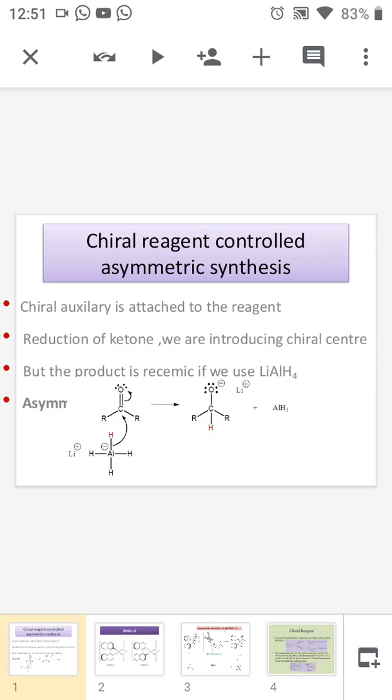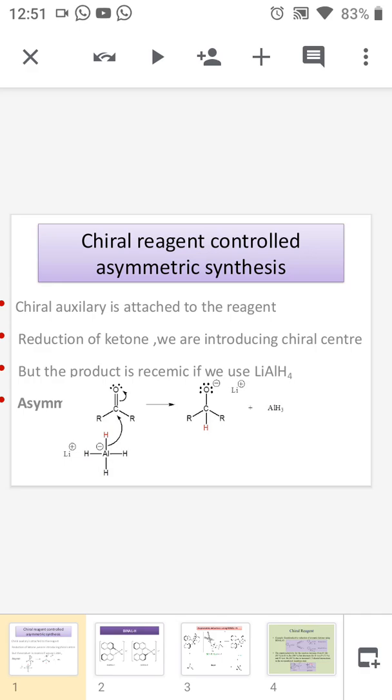In the reduction, for example, the ketone is an optically inactive compound, but due to the reduction we are creating an additional chiral center. But if our reducing agent is lithium aluminum hydride, it has no selectivity. You know that the carbonyl group is sp2 hybridized, and it is a planar structure. So the lithium aluminum hydride can approach the carbonyl site from both sides, either top or bottom. So there is no selectivity and we will get a racemic mixture.